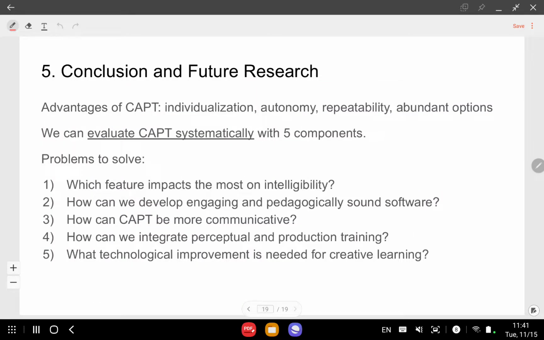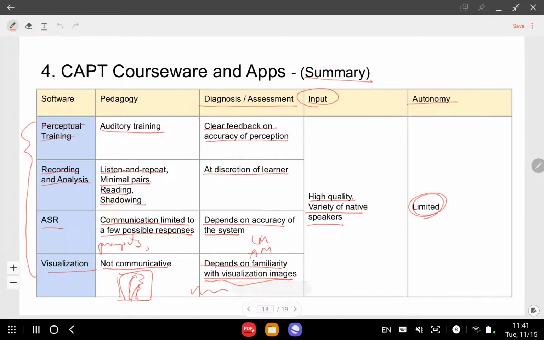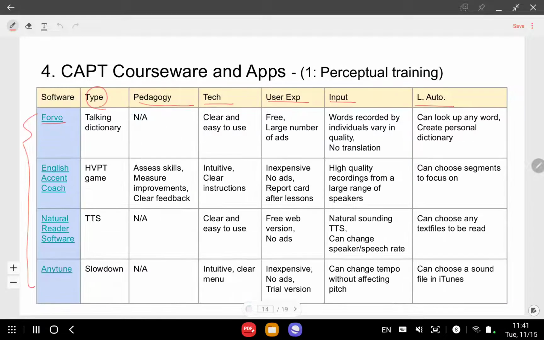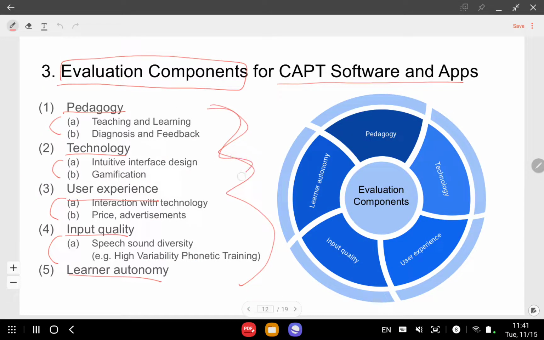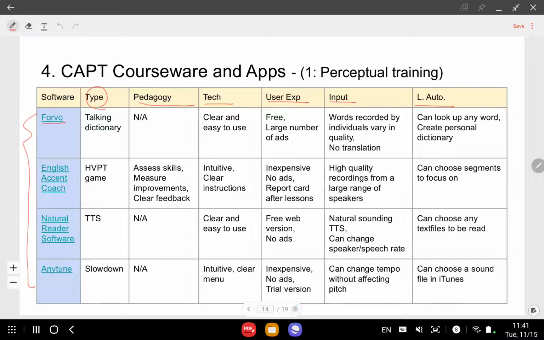Now we arrive at the conclusion and future research. The advantages of CAPT are that it can provide individualization, autonomy, repeatability, and abundant options. We only looked at some 10 or so examples, but there are a bunch more out there in the field, in the wild. We can evaluate CAPT systems systematically with 5 components. If you look back, there were these 5 criteria that you can use to evaluate CAPT systems.